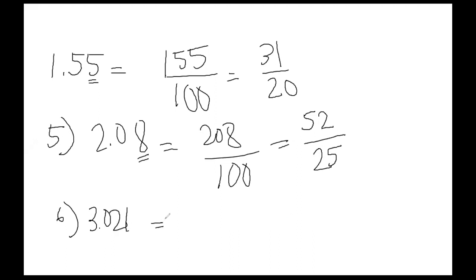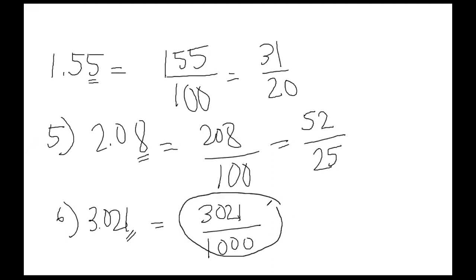We have 3.021. This is 3,021 over, yung 1 is thousandths place, so 1,000. Okay, actually, simplest form na to, di ba? Kasi wala naman silang common factor. Okay, so I think nakuha naman ng most.